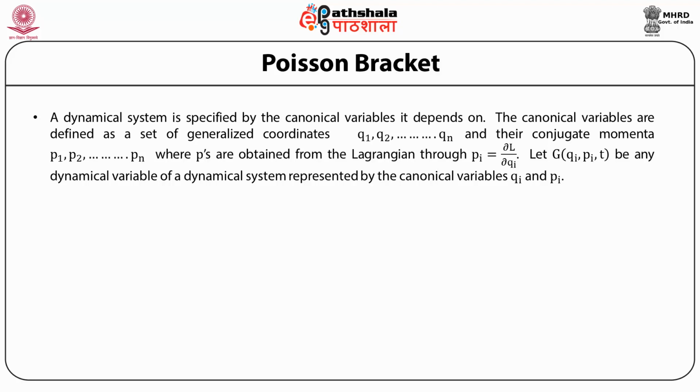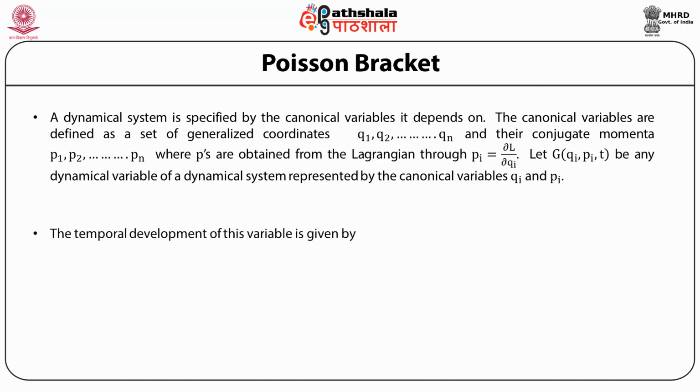Now let capital G, which is a function of the conjugate coordinates and momenta and maybe of time t also, be any dynamical variable of the dynamical system. So we have a dynamical system which is represented by canonical variables qi and pi, and we have a dynamical variable capital G which is a function of these canonical variables.